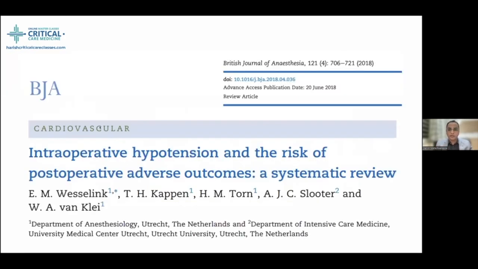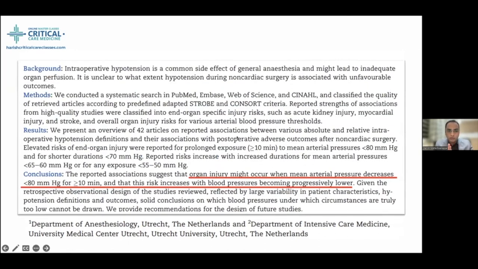This is data published in 2018: intraoperative hypotension and the risk of postoperative adverse outcome. It is a systematic review and meta-analysis. They conducted a good systematic search across many search engines and finally included around 42 articles. In the conclusion, the reported association suggests that organ injury might occur when MAP decreases to less than 80 millimeters of mercury for 10 minutes or more, and that this risk increases as blood pressure becomes progressively lower.